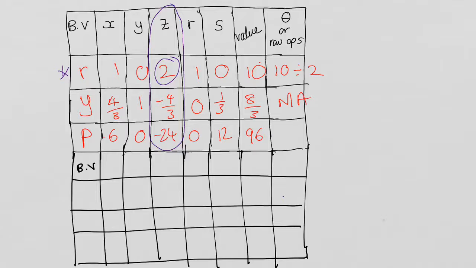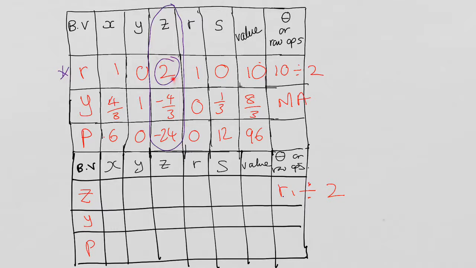So very quickly, I'm just going to fill those in again. Theta or row ops. Lovely. Apologies for the writing. And you'll notice my Z is going to replace my R. So Z, Y and P. I want all of row 1 to divide by 2. Row 1 divided by 2.